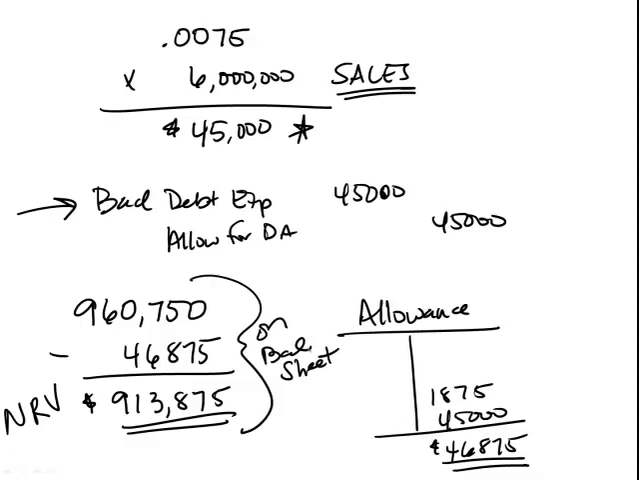All right, any questions on that? That's a really good example. It gives you reinstatements, write-offs, adjusting to the allowance account with the aging of receivables, and then it gives you the percentage of sales method as well.